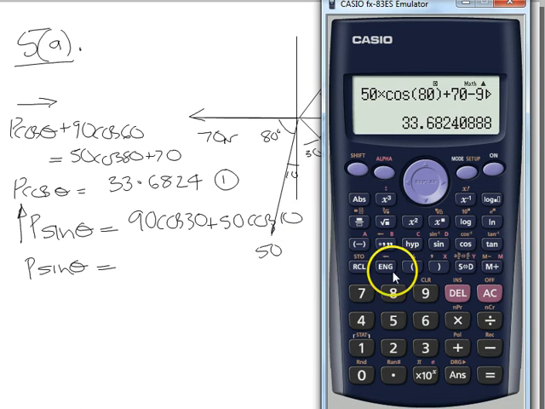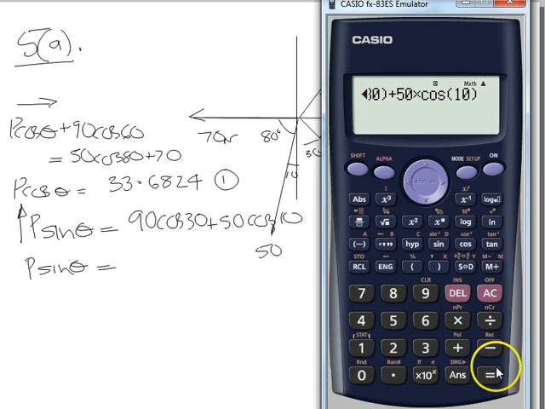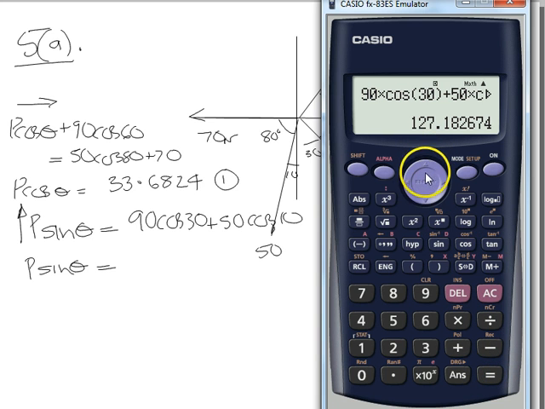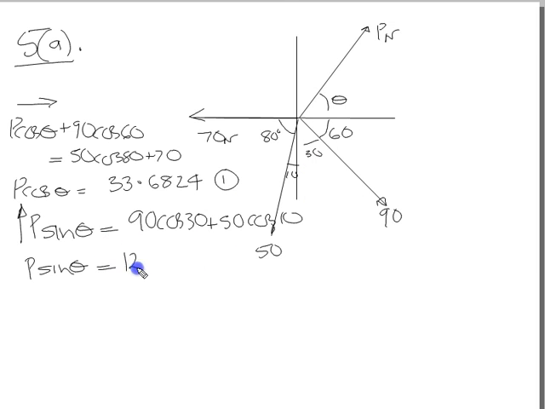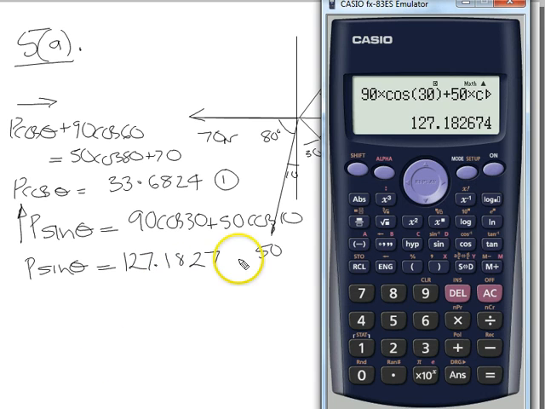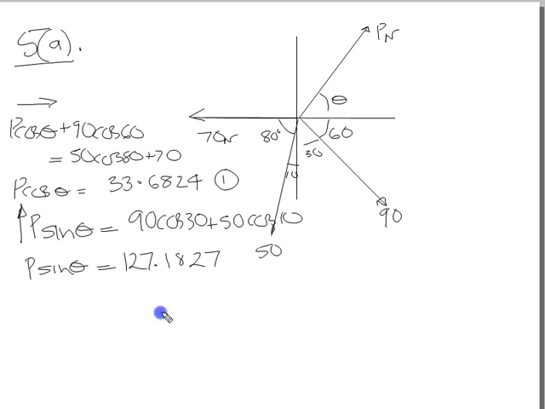So let's get the calculator out. 90 times cos of 30 plus 50 times cos 10, bracket. Okay, that should be it. 127.1827. Let's just double check I've written that down correctly. Yeah? 1827, because the 6 would round up to a 7. Okay, so that's equation 2.